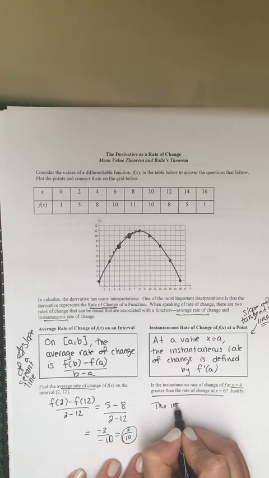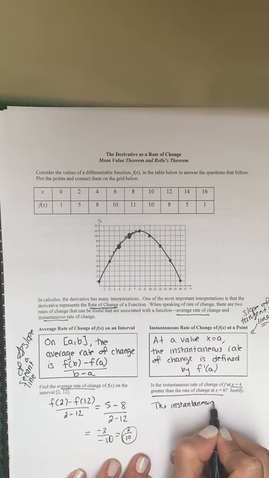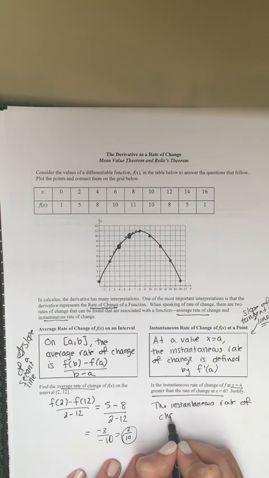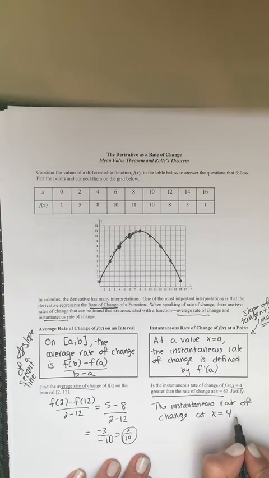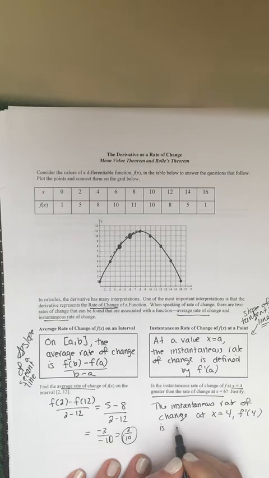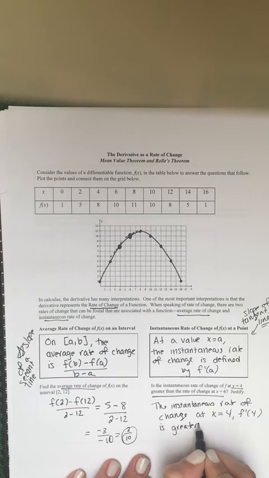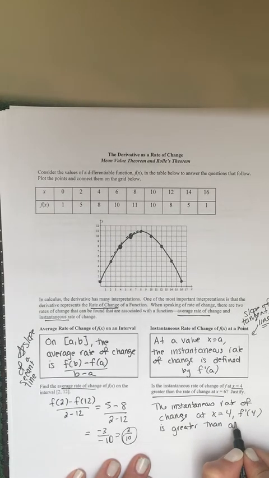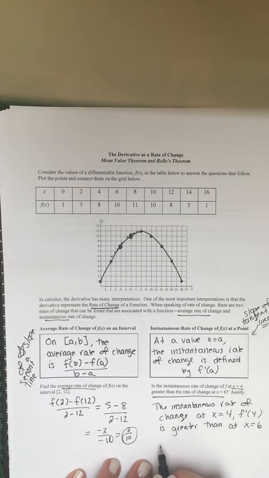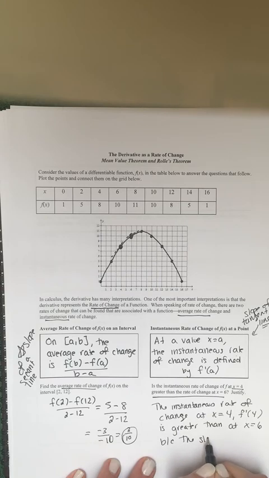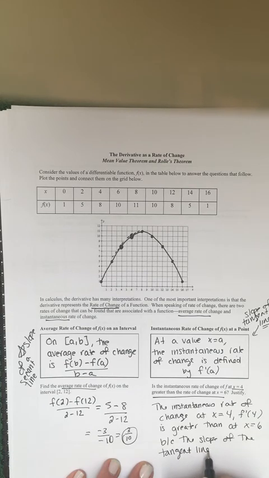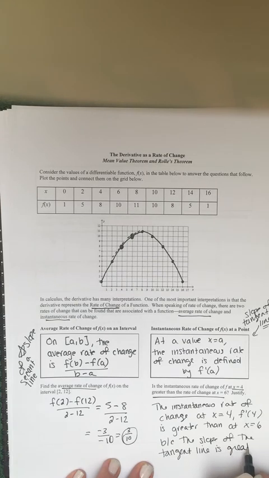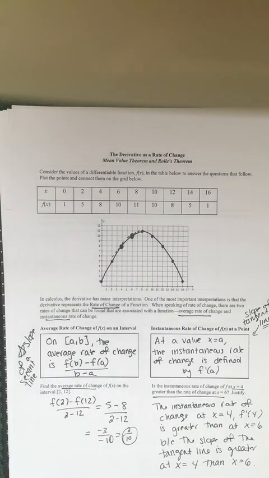So the instantaneous rate of change at x equals 4, also known as f prime of 4, is greater than at x equals 6 because the slope of the tangent line is greater at x equals 4 than x equals 6.